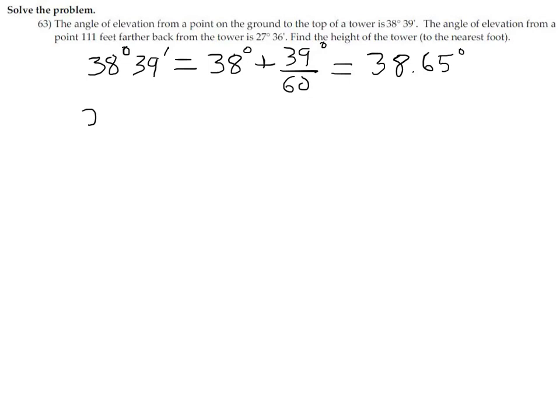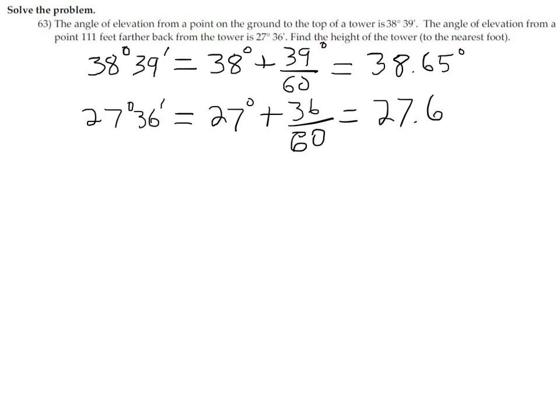And our other one, 27 degrees 36 minutes, is computed to decimal the same way. 27 degrees plus 36 divided by 60. And a calculator gives us 27.6 degrees. Put a little degree symbol there as well. So we've converted from degrees minutes seconds to decimal degrees.